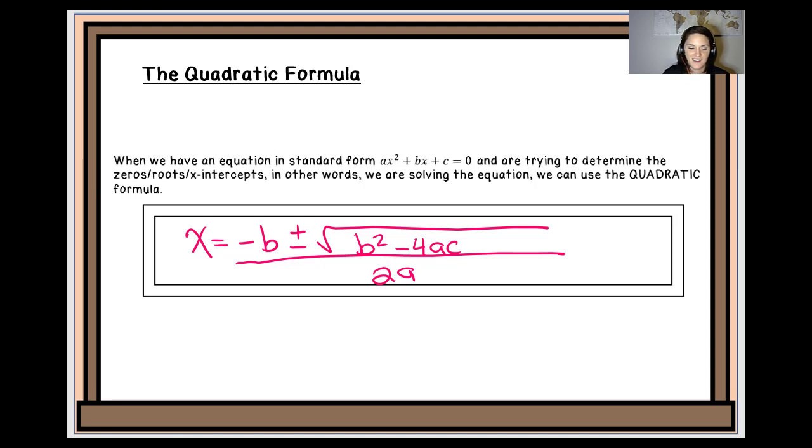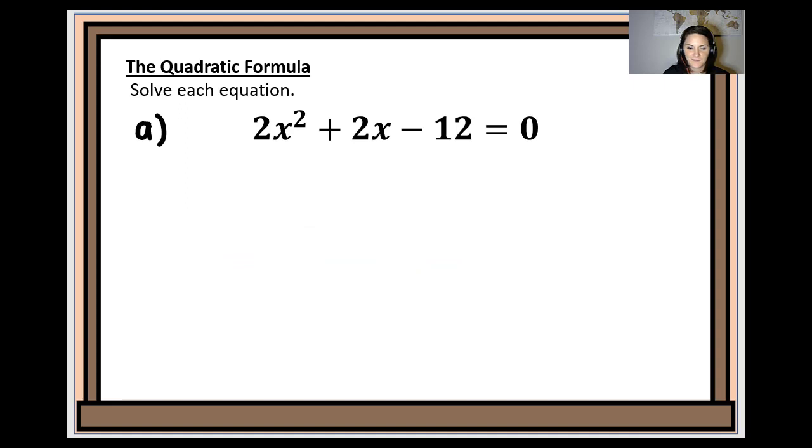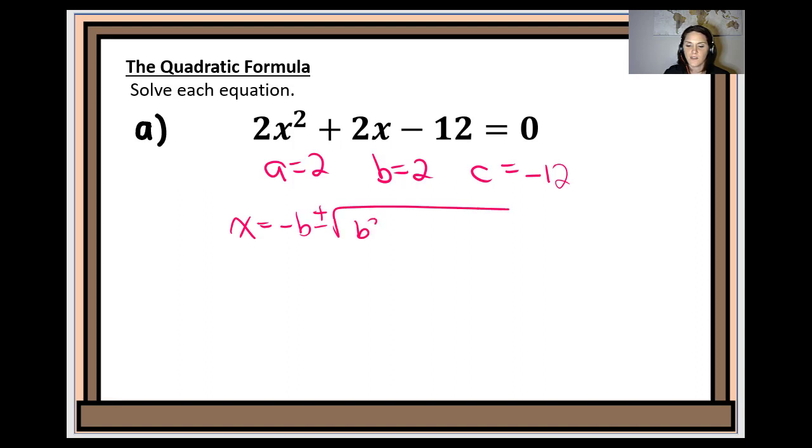Okay, let's look at our first example. We're going to solve the equation 2x squared plus 2x minus 12 equals 0. So my a is 2, b is also 2, and c is negative 12. Okay, we're going to go ahead and plug it into our formula. So let's go ahead and write down our formula. x equals negative b plus or minus the square root of b squared minus 4ac all over 2a.